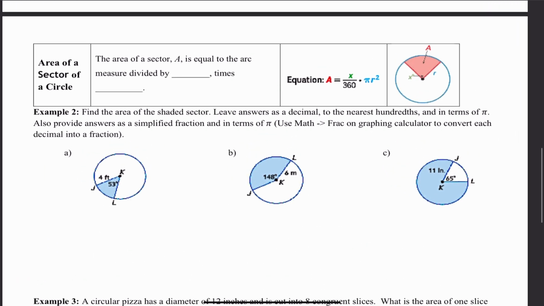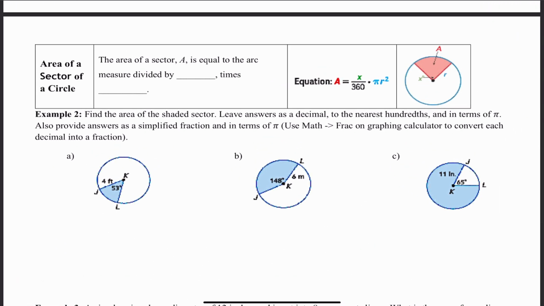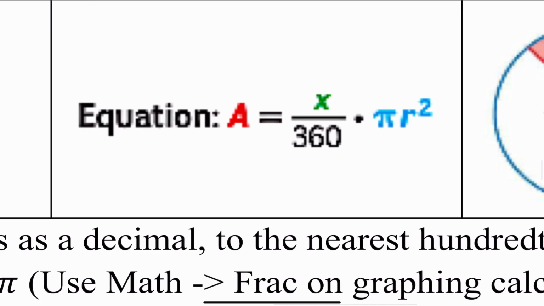All right, moving on to the back page, we have the area of a sector of a circle. So the area of a sector A is equal to the arc measure x divided by 360 times pi r squared. This equation should remind you of something that we dealt with before. We dealt with arc length, right? We used that formula to figure out the length of the crust of a pizza, because we were trying to figure out the distance.